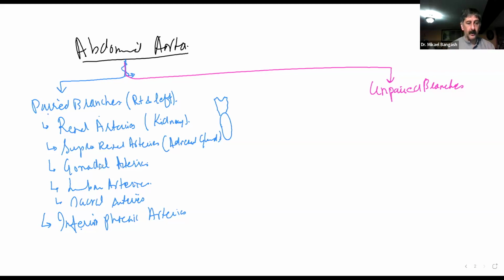Now, gonadal arteries mainly supply blood to the gonads, which in the male is the testes, so it can also be referred to as the testicular artery if it is a male, or in the female as the ovarian artery.